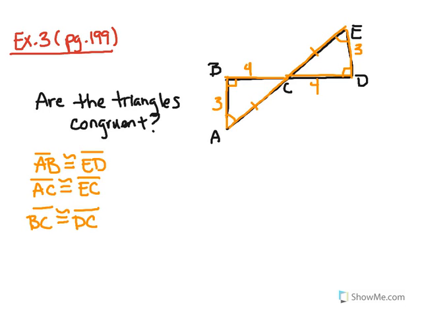So just by looking at this picture alone, I can determine all 3 pairs of my sides are congruent. Now we need to check for the angles. So I know that angle A is going to be congruent to angle E because they have the same amount of arc marks. So that's nice. I also know that angle B is congruent to angle D because they're both right angles, and all right angles are congruent to each other.